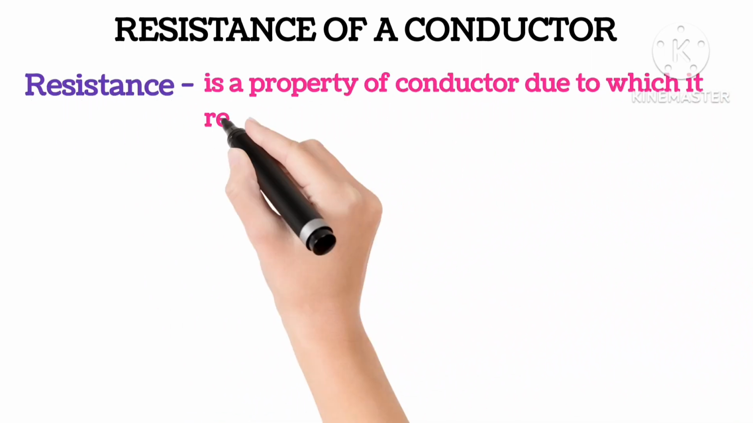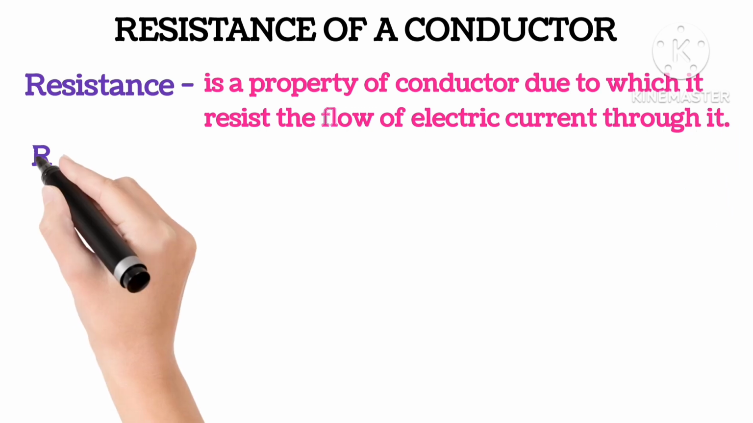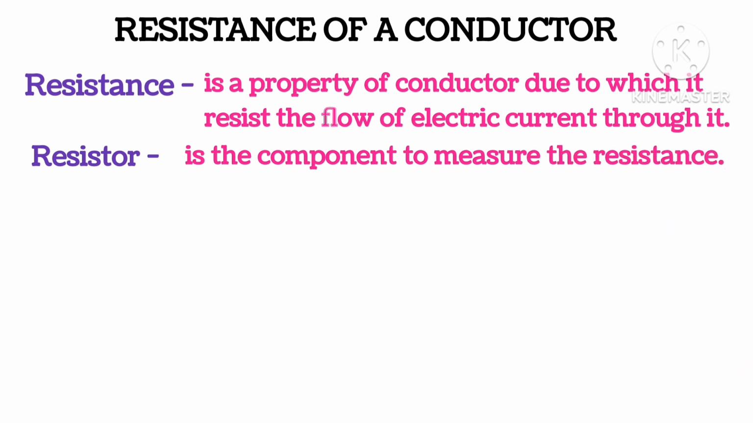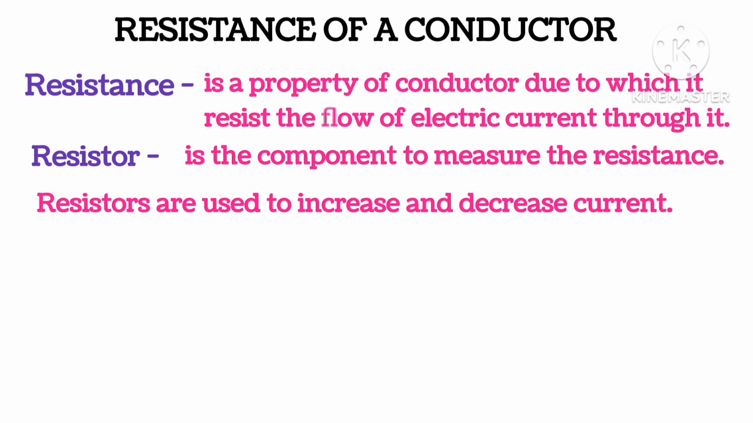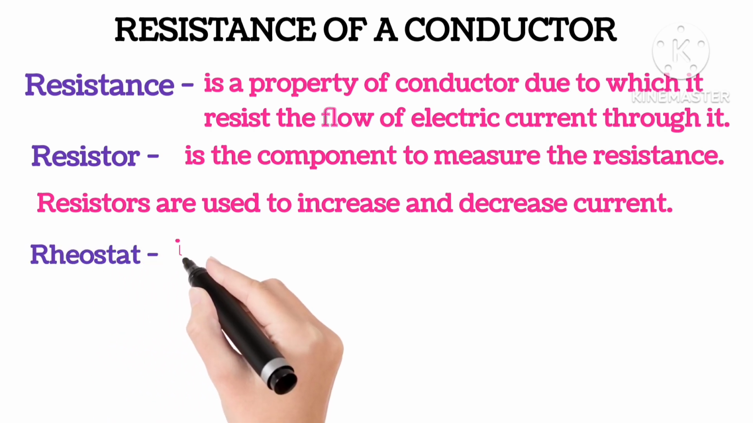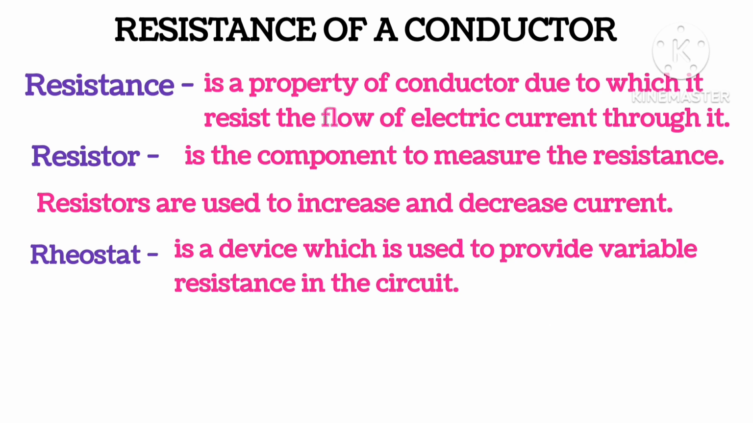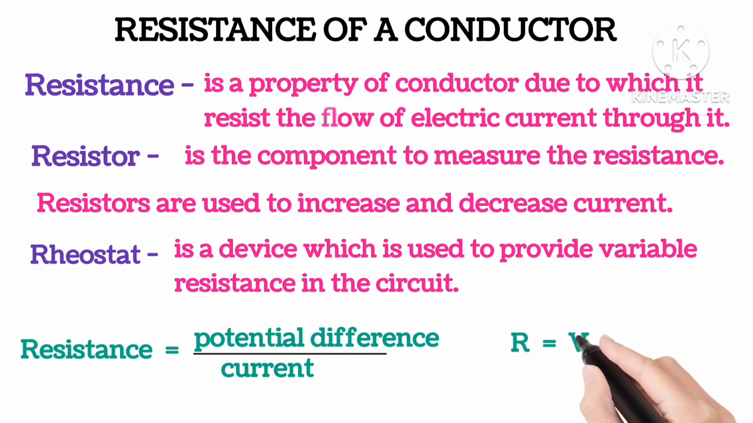Resistance is the property of the conductor due to which it resists the flow of electric current through it. So, resistor is the component to measure the resistance. Resistors are used to increase and decrease the current. Rheostat is a device which is used to provide variable resistance in the circuit. Resistance is equal to potential difference upon current. So R is equal to V upon I.